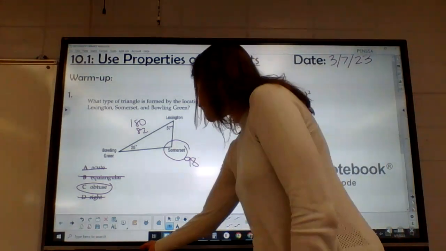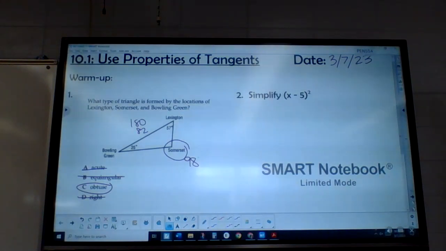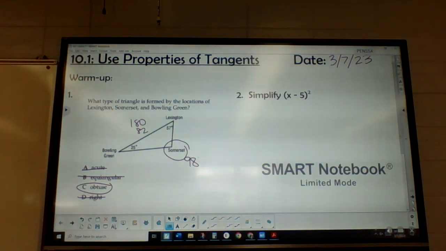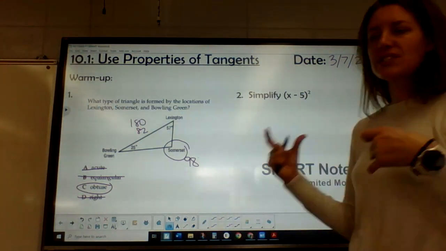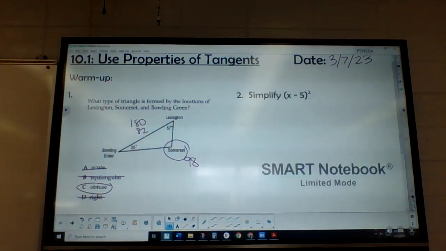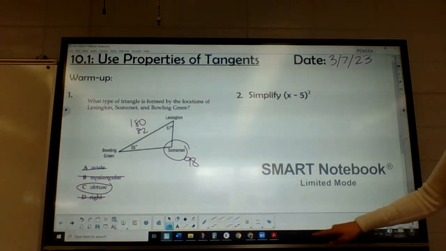So our next one here is simplifying, and this goes back to algebra. We have x minus 5, the quantity squared. This is something that we learned last year, but it might be a little rusty because you probably haven't seen it for a while. Does anyone remember what we have to do with this? How would I simplify this?